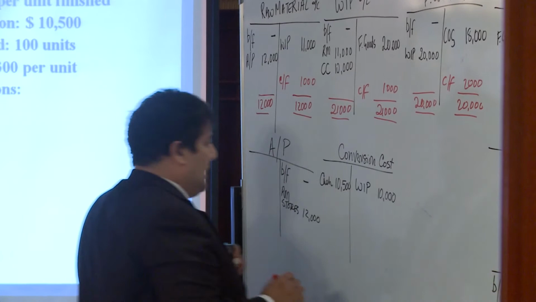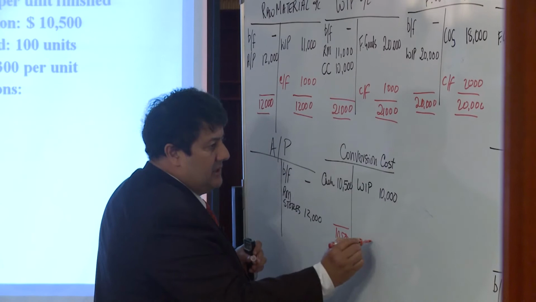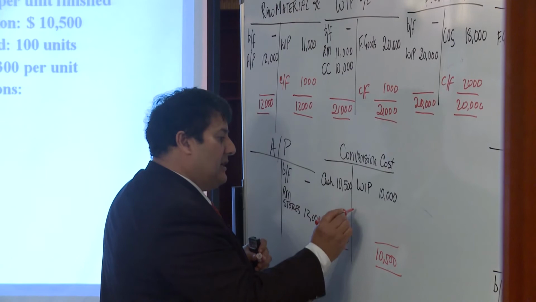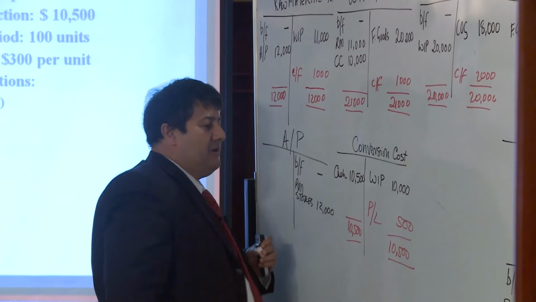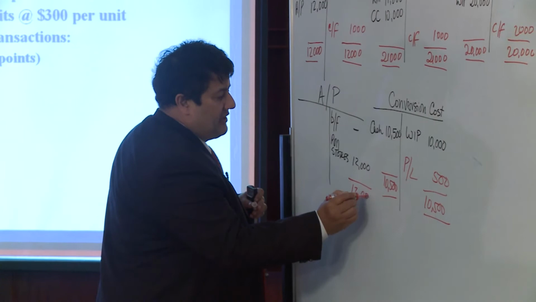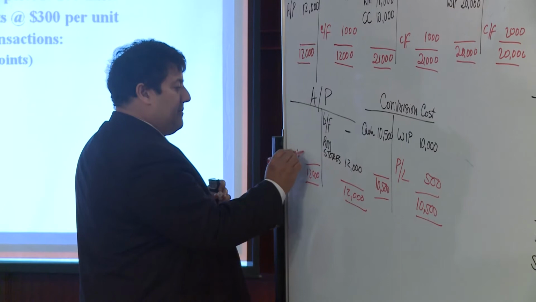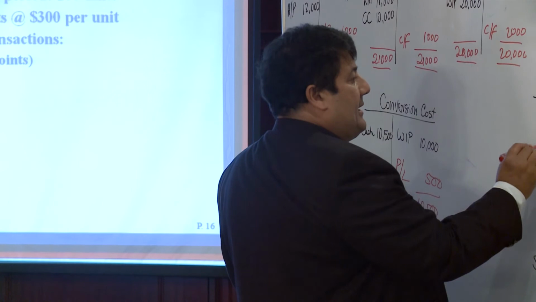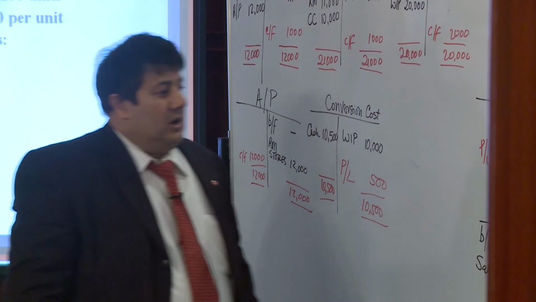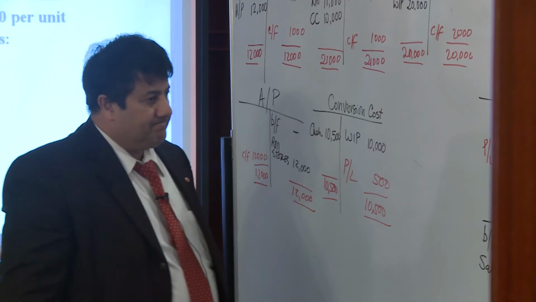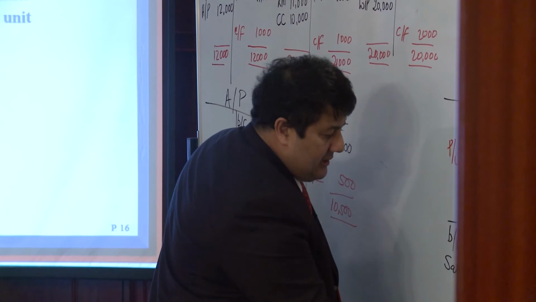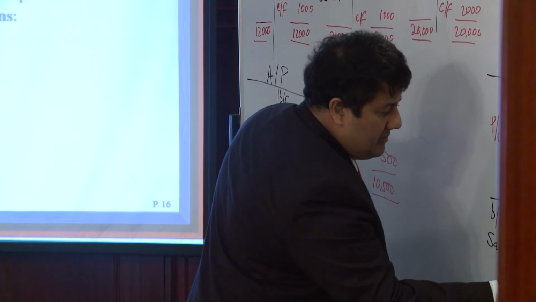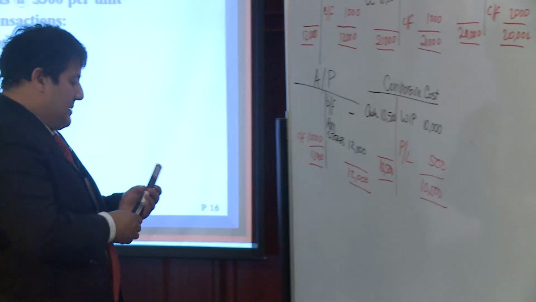Conversion cost 10,500 was spent. We only brought the product cost 10,000. So there is, to the profit and loss account, an under applied overhead of 500. Accounts payable, we have a creditor 12,000. And cost of sales is to the P&L 18,000. Sales to the P&L 27,000. That gives us a gross profit of 9,000 less the 500 under applied overhead. And accounts receivable asset of 27,000. Okay, so let's look at the balance sheet items.